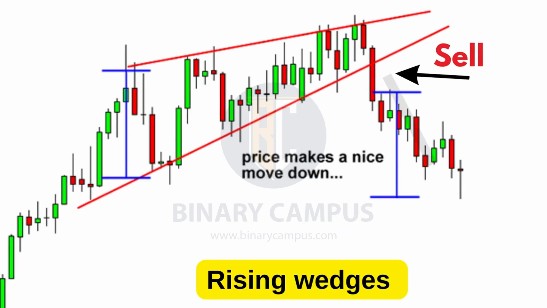Traders should only enter the short position. Stop loss can be placed at the upper side of the rising wedge line. The minimum price target is equal to the height of the back of the wedge.